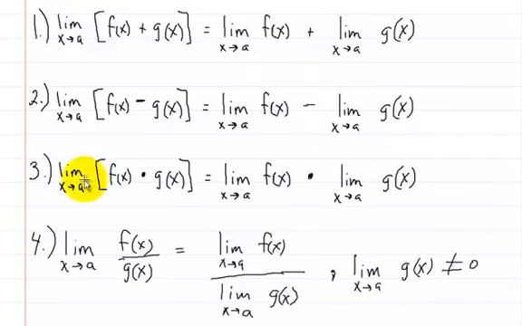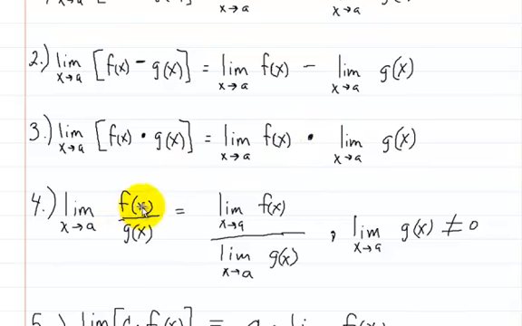Then there's the limit of f of x times g of x as x approaches a. And that one, again, you can just split it up by doing the limit of f of x first, then doing the limit of g of x, and then just multiplying them together. In division, you could do the same thing again. You're just going to take the limit of f of x first, then take the limit of g of x, and then you could divide them, so long as g of x is not equal to 0.